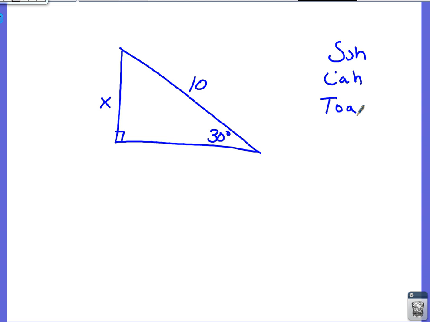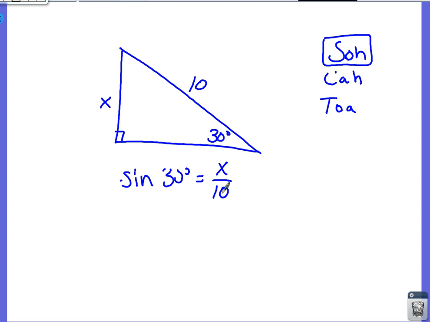McKenna, look at that 30-degree angle. X is what in relation to the 30-degree angle? Good, and 10 is. And I believe if you're dealing with opposite and hypotenuse, that would be a sine problem. So you write yourself a little equation. The sine of 30 degrees is equal to opposite over hypotenuse.